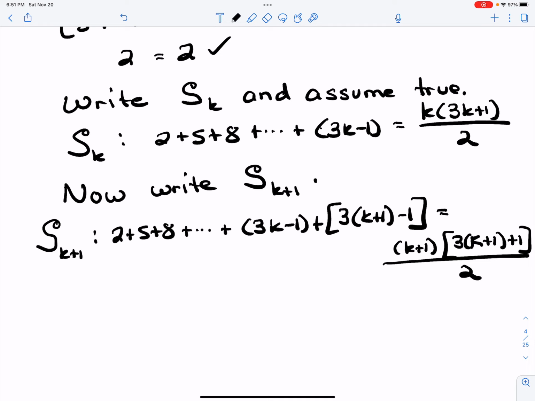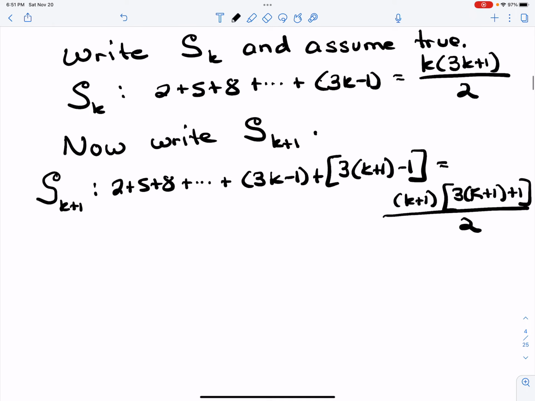So we're going to take what's on the left and work with that to try to make it look like what's on the right. We're going to try to make it all work out. So it's some lovely algebra. Now let's clean up for a second. Let's note that 3 times k plus 1 minus 1 is the same thing as 3k plus 2. That'll make our lives a little easier.